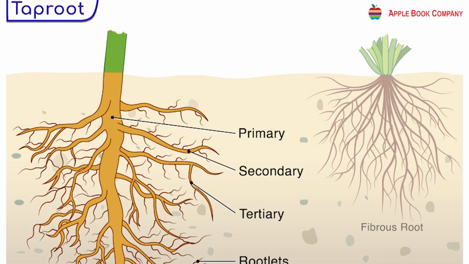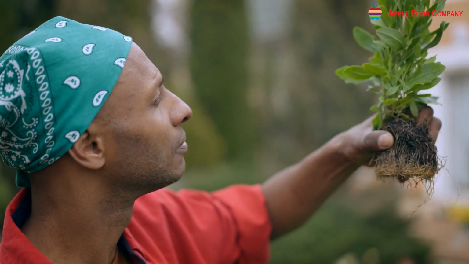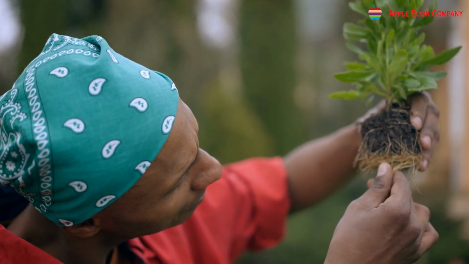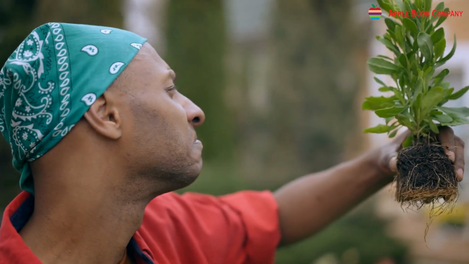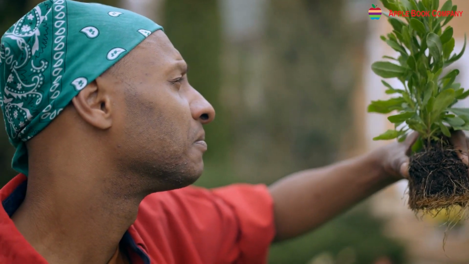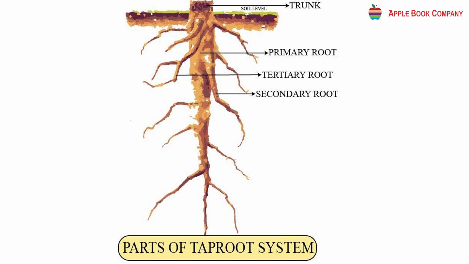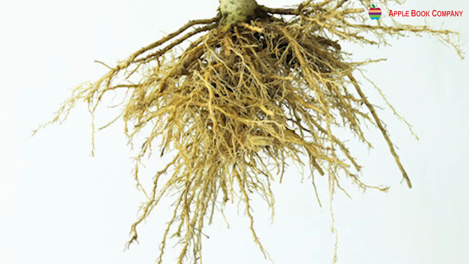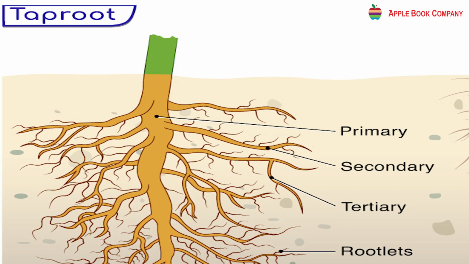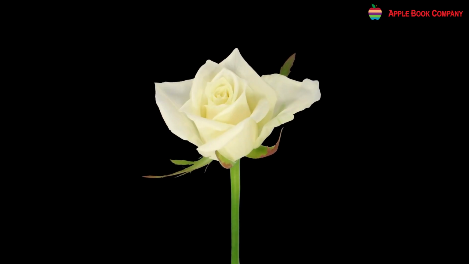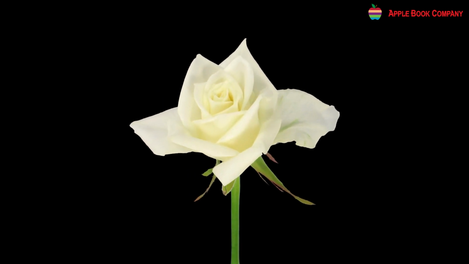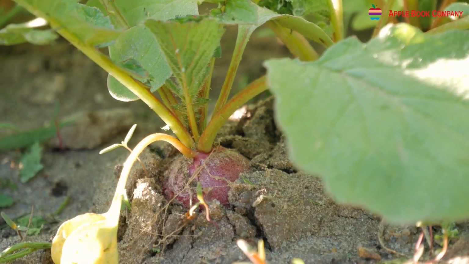Roots. In the previous class, we had learned that there are two types of roots, taproot and fibrous root. The main roots of the plant are called the primary roots. Many small roots emerge from the main root. These are called secondary roots. Hairs present on the root are called root hair. In taproot, there is the main root and clearly defined secondary roots appear from it. Taproots are seen in plants like rose, carrot, radish, etc.